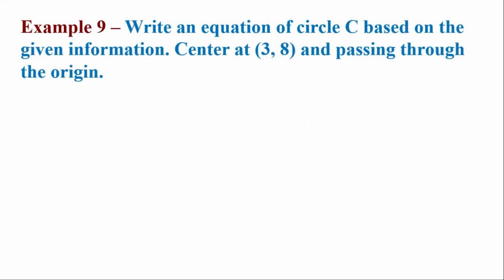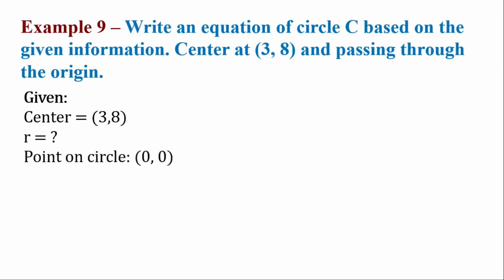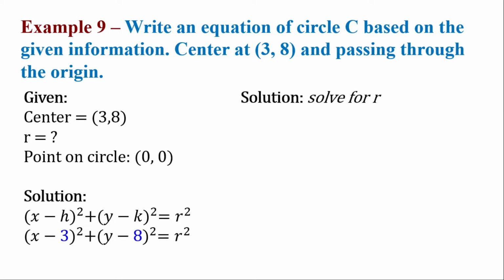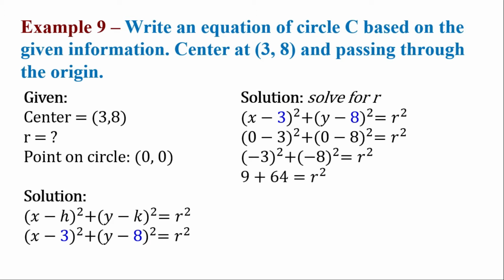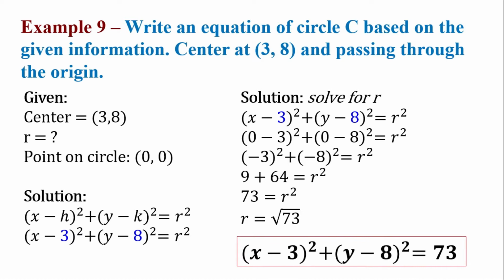For number 3, the third one, it's the same as the previous one. The center is 3, comma 8 and it will pass through point 0, 0 or the origin. So same method, just get the partial equation of the circle, then substitute 0, 0 for x and y, then simplify it. Now we have negative 3 squared plus negative 8 squared. So that is 9 plus 64. 9 plus 64 is 73. So the radius is the square root of 73. And now we have our equation of the circle. Radius squared is 73.